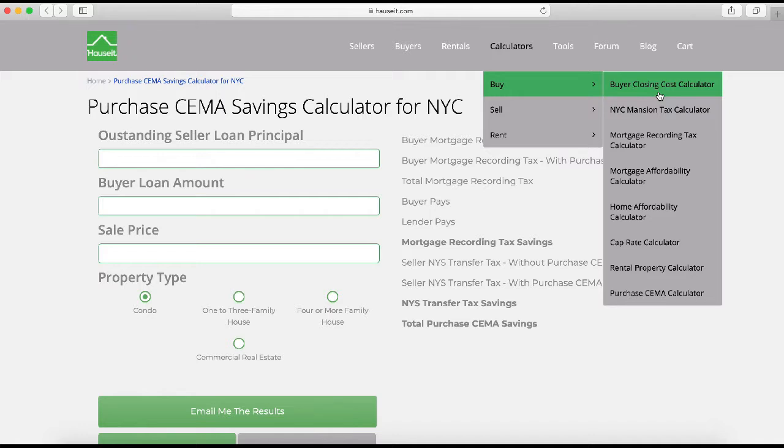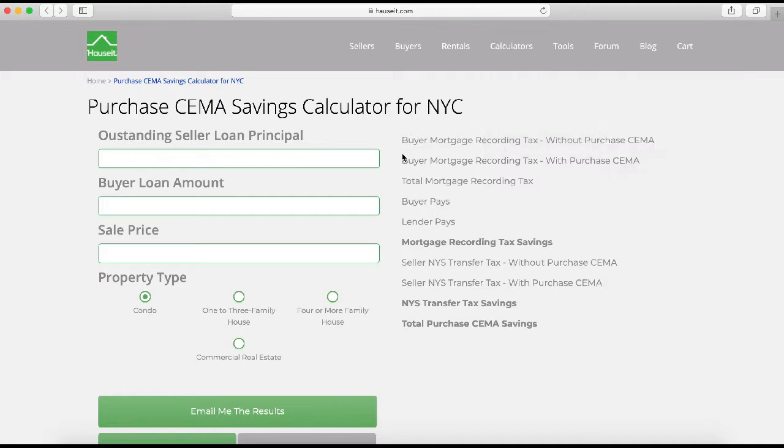You may also be interested in looking at the mansion tax calculator. Now, this applies for condos, co-ops, and houses. It doesn't matter. If the property purchase price is $1 million or more, you are in the mansion tax threshold. And one final note, you might also be interested in looking at the mortgage recording tax calculator. We will talk a little bit about this today because it is related to the Purchase CEMA calculator. But if you're looking for more granularity in regards to the mortgage recording tax element of your closing cost bill, this calculator is for you.